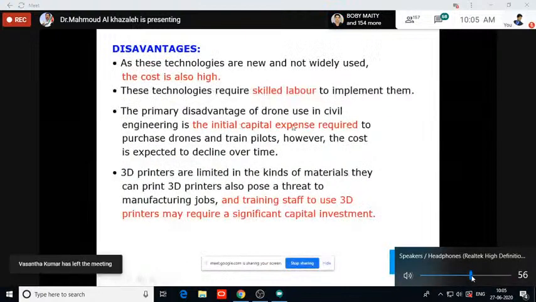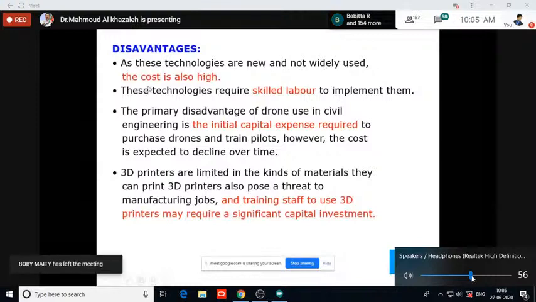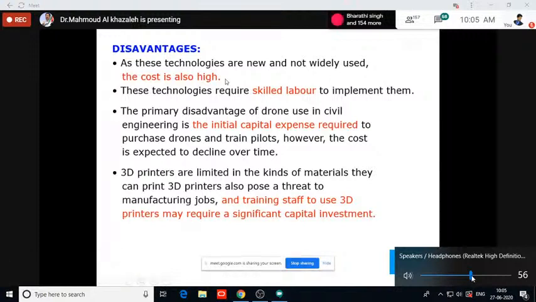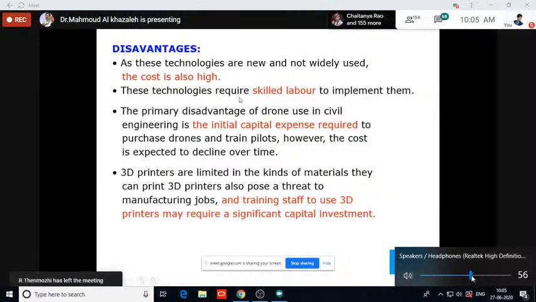And as a disadvantage of these technologies today, they are new and not widely used, so the cost is still high. We expect that within coming years this technology will make the cost less, as competition will be open for all companies. These technologies require a high level of skilled labor to implement them. So we need training and more qualified laborers. This is a challenge for civil engineers, for companies, all over the world.